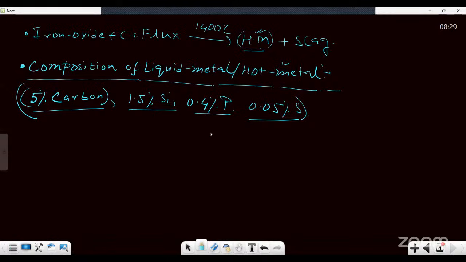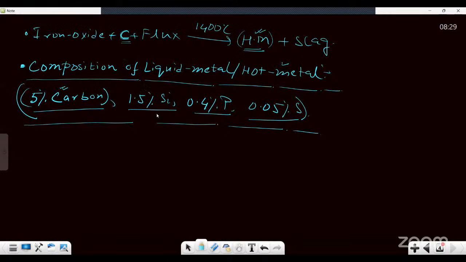As we reduce the iron oxide, silicon and phosphorus are also reduced. So why are these elements coming into the picture? First and foremost, let us understand why carbon is coming. Carbon is coming because we are adding carbon in the reduction process. So this carbon will inevitably go into the hot metal. So why carbon is coming is quite clear.